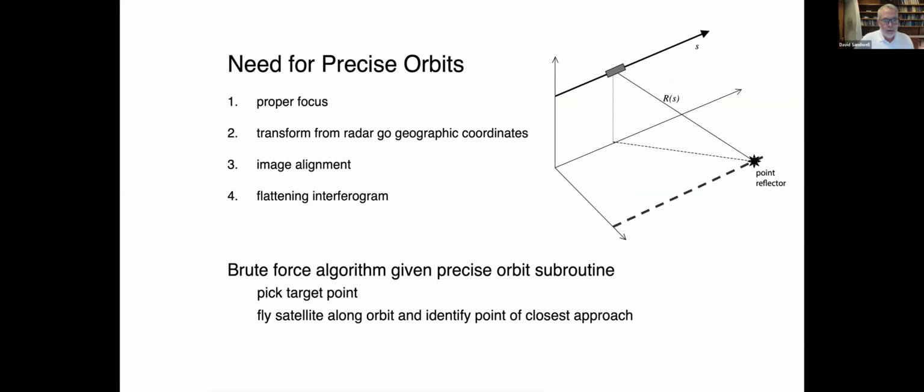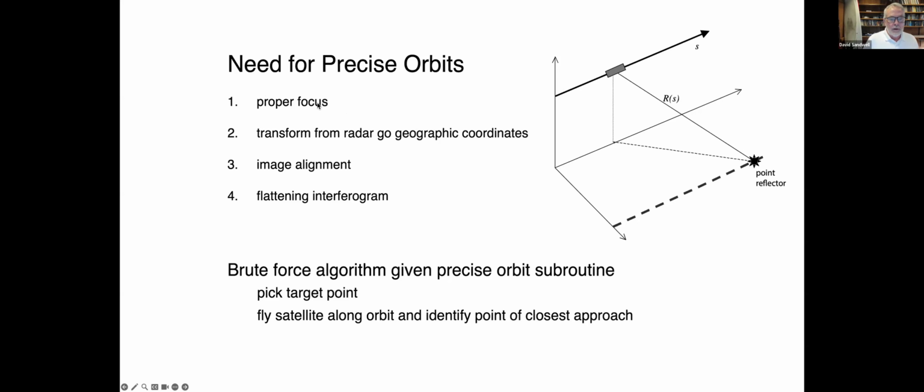So why do we need orbits? Well, as Catherine just discussed, we need to focus our SAR image by assembling all the radar echoes along this flight path. And we also have to know the range to that point reflector on the ground to about a quarter of the wavelength of the SAR. So we have to know the range really accurately, a few centimeters. So to focus the image, we need to know where the satellite's going, how fast it's going.